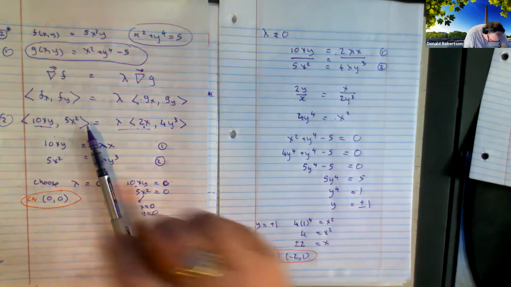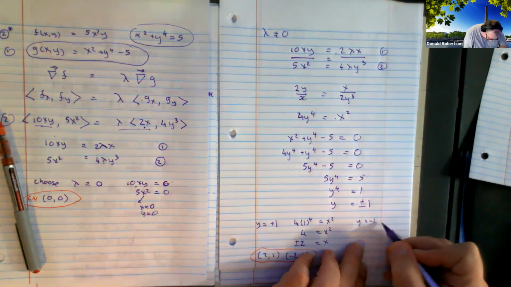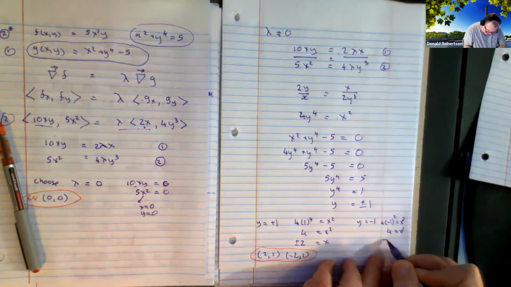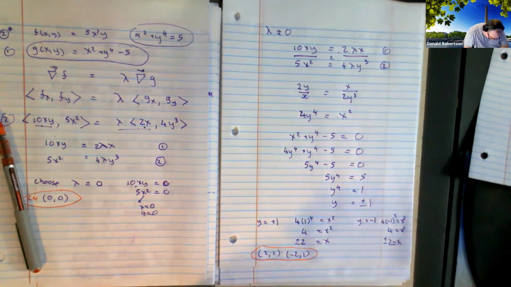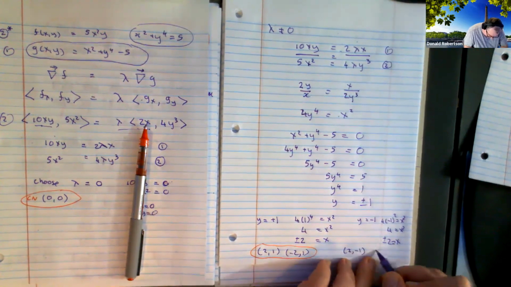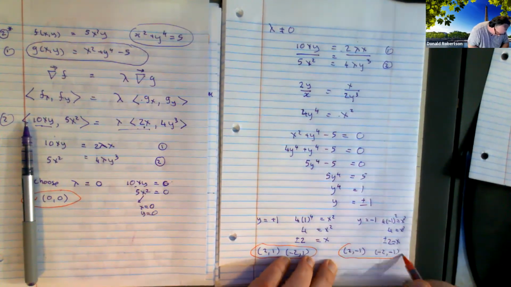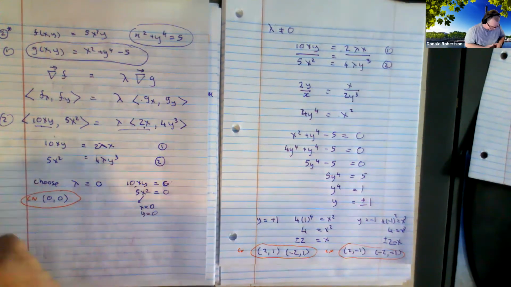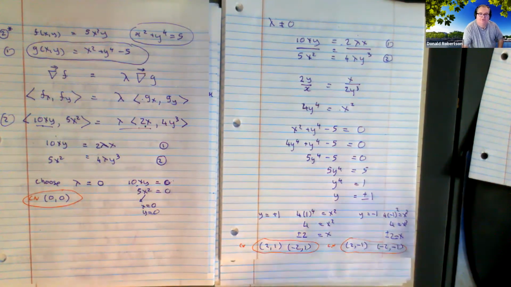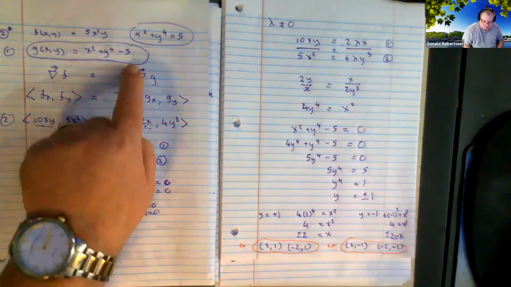If I then do y equals negative 1, I get 4 lots of negative 1 squared equals x squared, which ends up being the same thing. And so I end up with x is plus or minus 2. And what that gives me is x is 2, y is negative 1, and x is negative 2, and y is negative 1. And that is us got 2 more critical numbers. So what we've managed to do here is find the only 5 places that you need to look to find the maximum or minimum value of the function subject to that constraint.